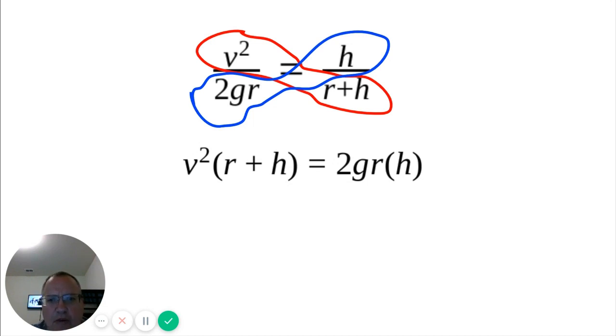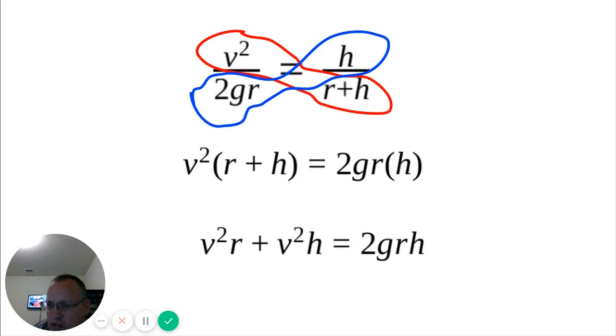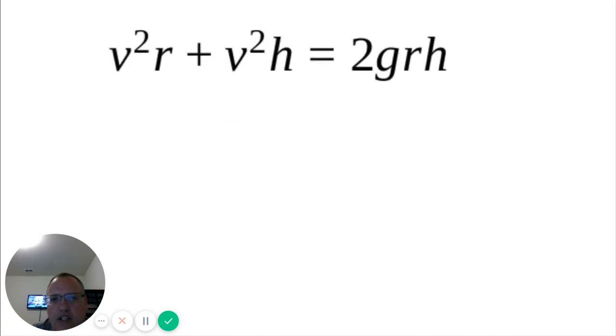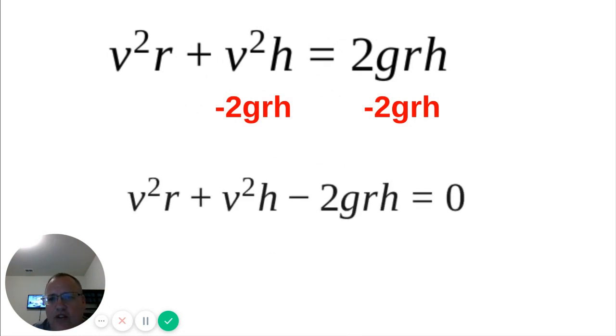Okay, and so then it gets a little bit easier to solve for r after we do a couple more things. What I'm going to do is multiply the v squared times the r plus h, and that gives me v squared r plus v squared h equals 2grh. As I continue in this particular problem, I have to subtract 2grh from both sides, and the reason I'm doing that is I need to get all the r's together. So I've got v squared r plus v squared h minus 2grh equals 0. So now I've got everything on one side of the equation.